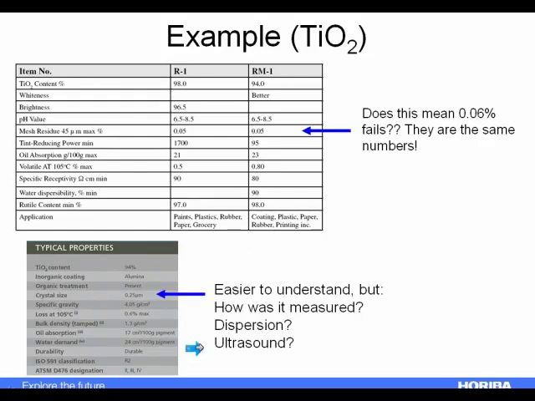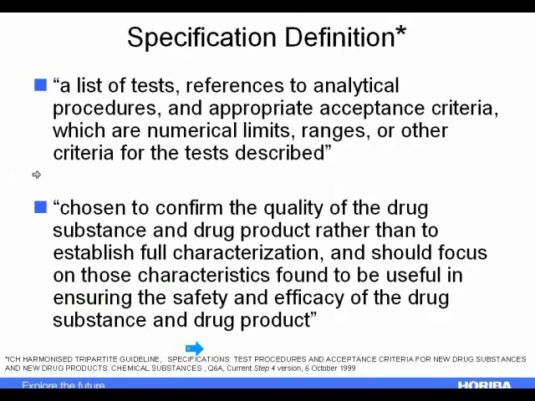So when I look at these numbers, I have to admit it gives me a feel for the product, but it's pretty far from being an understanding of the product. And I think a more thorough specification is required to truly understand the state of the particles. So what is a definition of a specification?